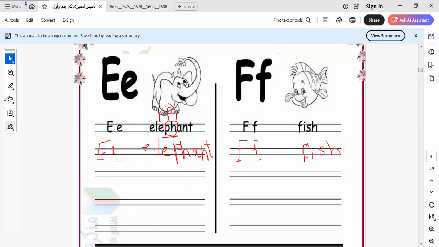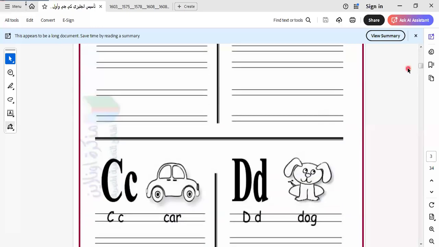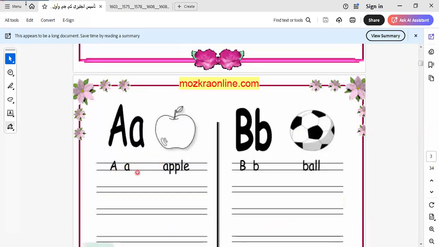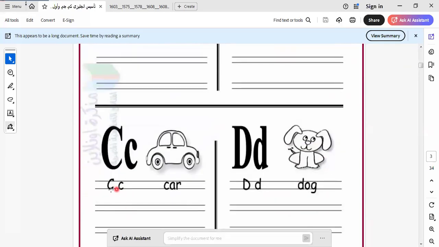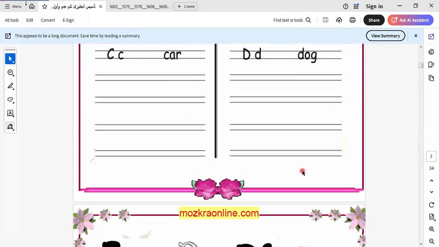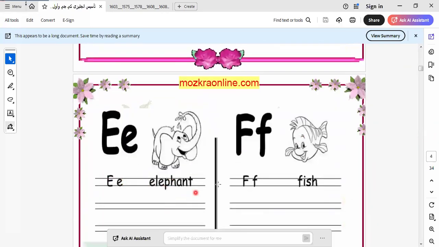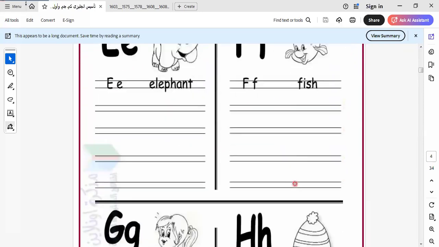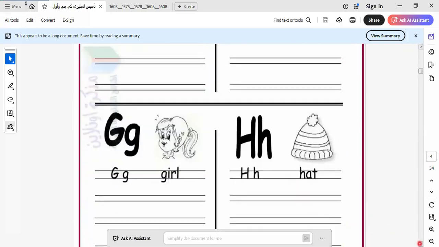I will repeat the letters again because I would like to remind you in case you forgot, so you keep them with me. Here is capital A and small a for apple, capital B and small b for ball, capital C and small c for car, capital D and small d for dog, capital E and small e for elephant, capital F and small f for fish. Let's go to the next letters.